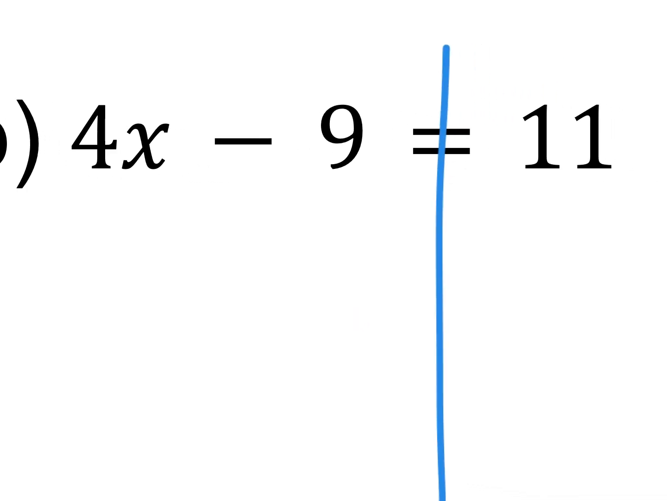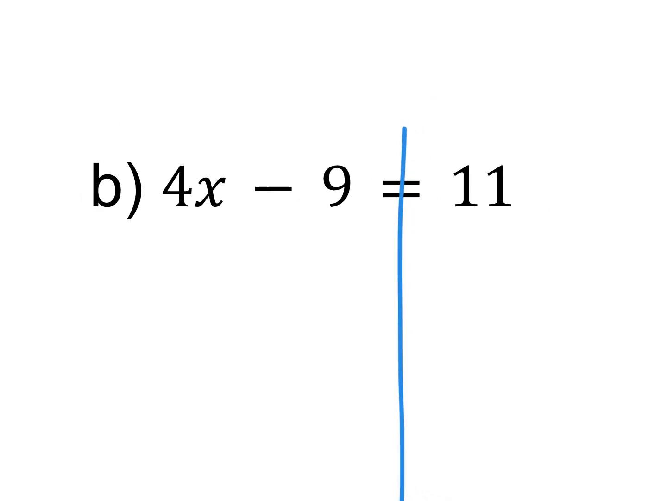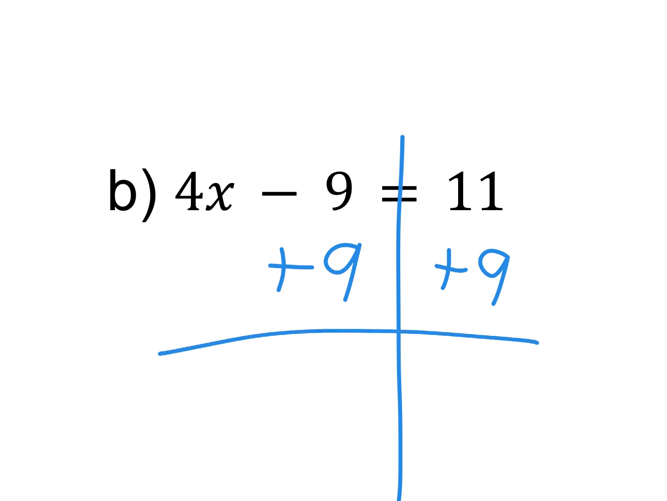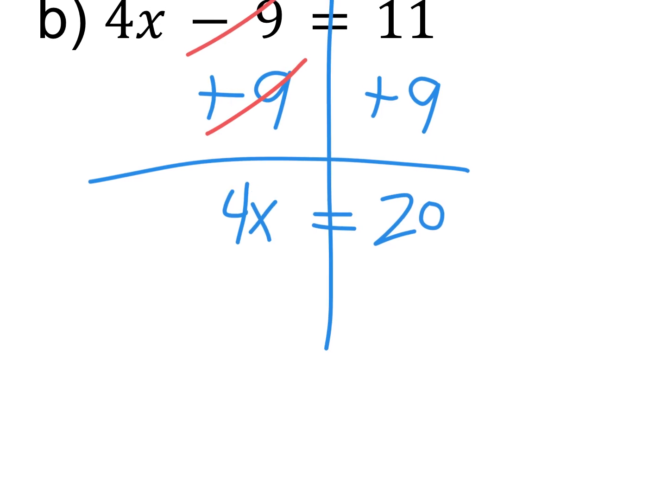First, let's get rid of the -9. So to do that, like last time, we do the opposite operation. The opposite of subtraction is addition. So I will add 9 to both sides. -9 plus 9 simplifies to 0. So on the left side, I am left with 4x. On the right side, I have 11 plus 9. That is 20.